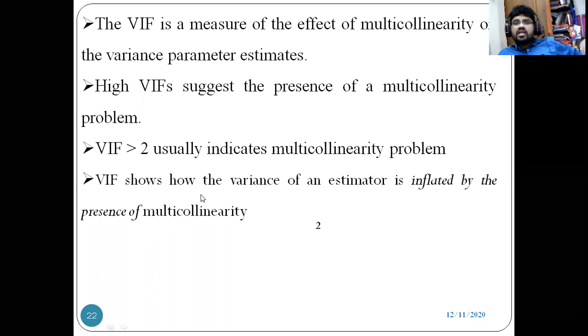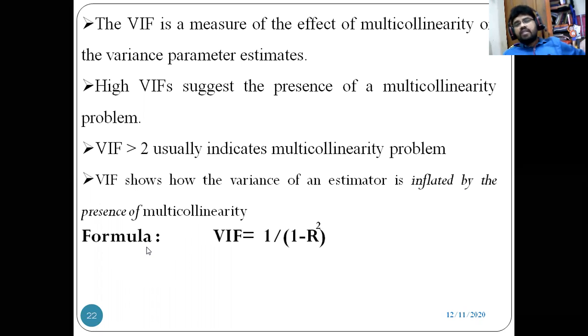So VIF shows how the variance of the estimator is inflated by the presence of multicollinearity. Nothing but how much the variation of an estimator is inflated by the presence of multicollinearity. Then I will show you how we can calculate the VIF.